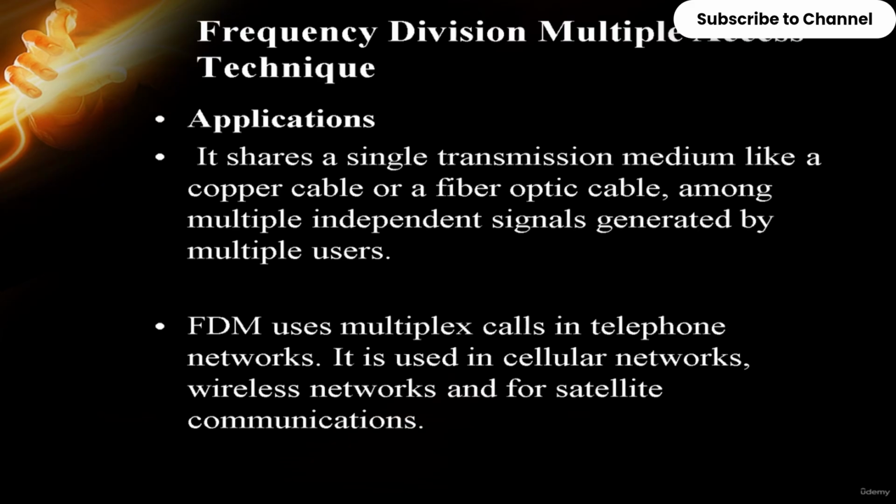Then finally, the applications of frequency division multiple access techniques. How is it applicable in wired networks? Wired networks use copper cable or fiber optic cable, and the best examples are telephone networks. In wireless networks, the frequency division multiple access schemes are applied with the help of cellular networks and with the help of satellite communications. That's all about frequency division multiple access techniques.